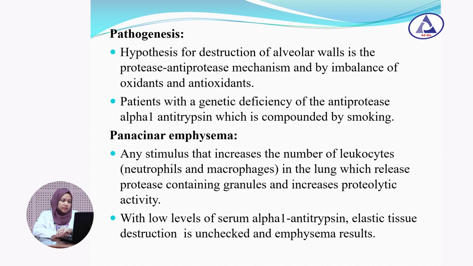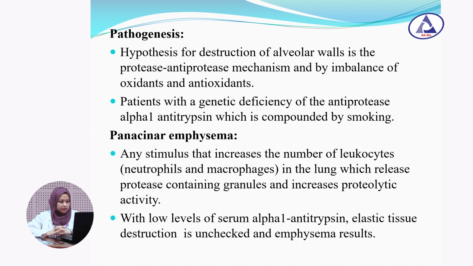Now pathogenesis. The hypothesis for destruction of the alveolar wall is mainly the protease-antiprotease mechanism and the imbalance between oxidants and antioxidants. So a patient with a genetic deficiency of the antiprotease alpha-1 antitrypsin, which is compounded by smoking.